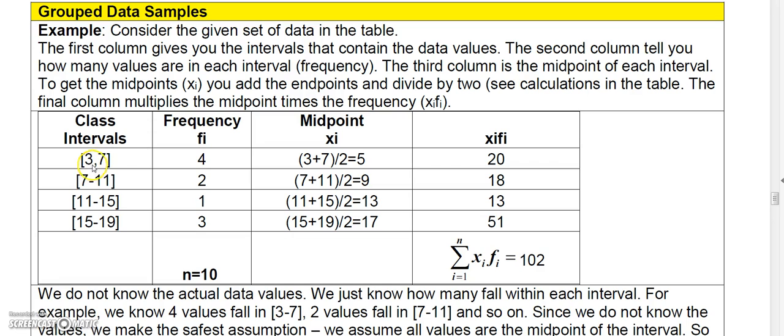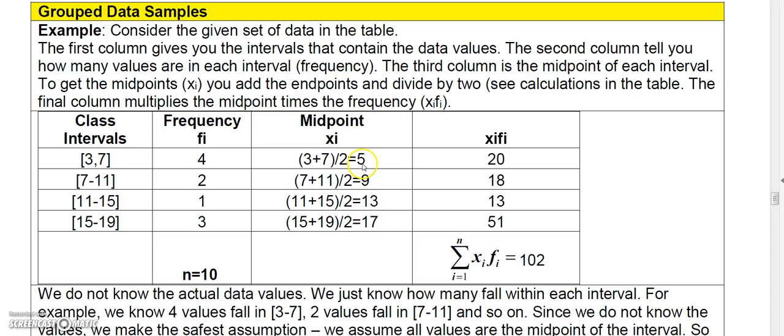Now, since we don't know what's in the class interval, we just use the midpoint of the class interval. So the way to find the midpoint is just to add the 2 endpoints and divide by 2. So the midpoint of this interval would be 3 plus 7 divided by 2, which is 5. The midpoint of this interval would be 7 plus 11 divided by 2, which is 9. This interval, 11 plus 15 divided by 2 is 13. And then this one, 15 plus 19 divided by 2 is 17.